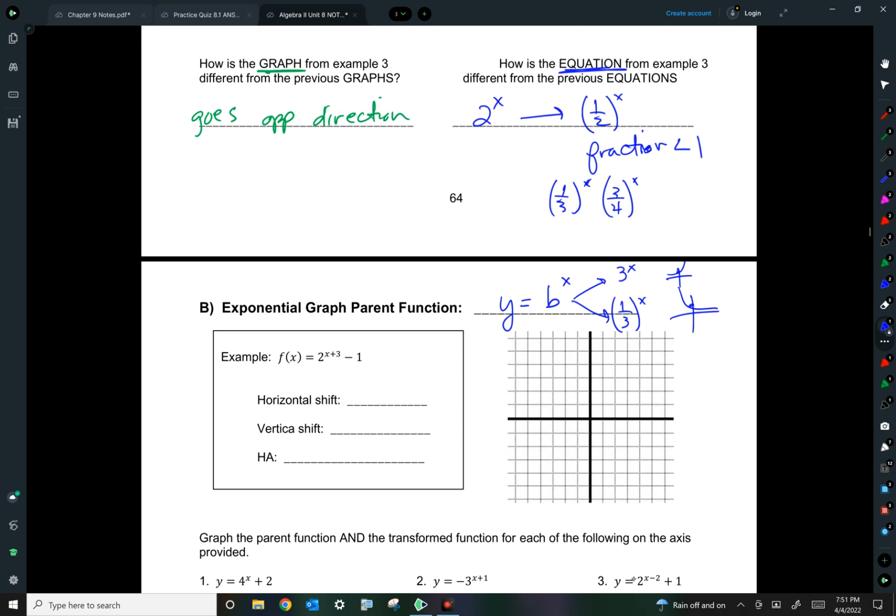Okay, so remember when we did transformations, I don't know, in the previous unit or so, when we would move a graph up or down or left or right.